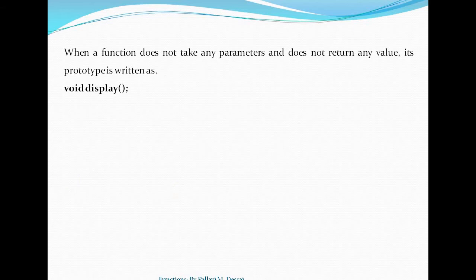When a function does not take any parameters and does not return any value, its prototype is written as follows. So when the function is not returning back anything or not giving back any result, we have to write its function type or return type as void. Void means nothing. So in this given example, this is a user defined function display which is not going to give us any output. So it will be void. Similarly, it will not take any inputs. That is why we have given empty round brackets with a semicolon.